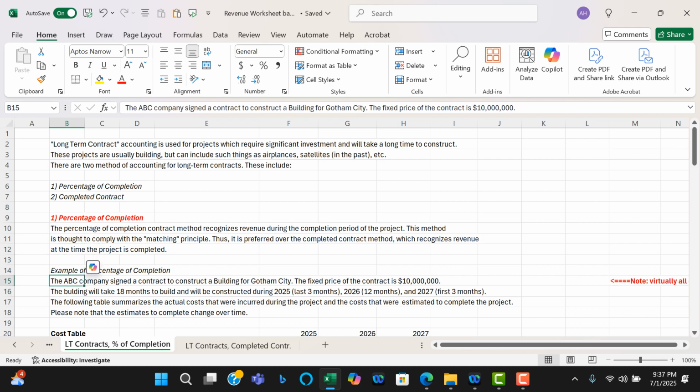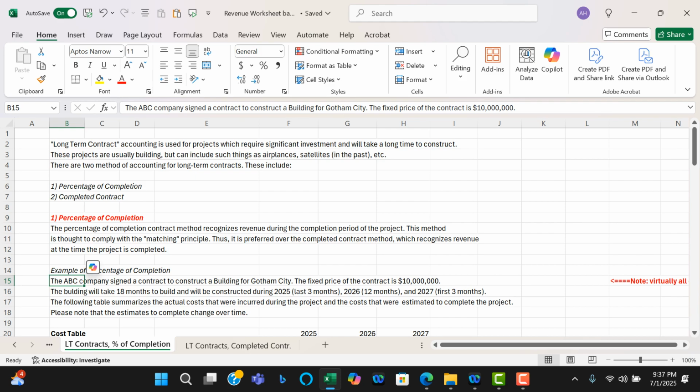Okay, now percentage of completion is not that complicated, but the first one or two times you see it, it's kind of different. So I'm going to try to go through this fairly slowly, at least so you can stop the video sometimes and see what I say about specific accounts.